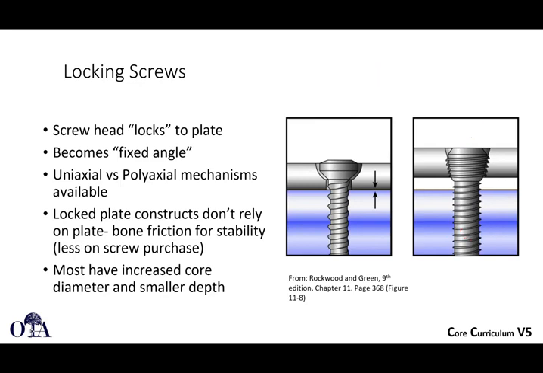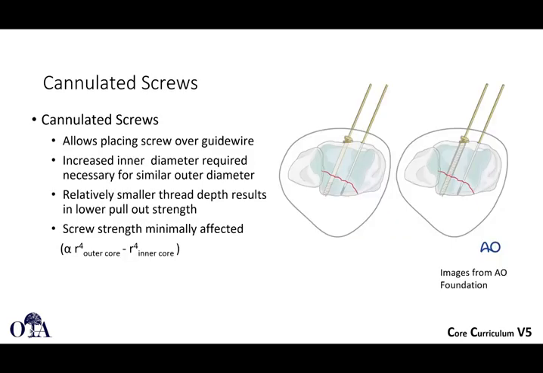A locked plate construct does not rely on plate-bone friction for stability. So here you can see there's no gap; this plate comes down to the bone. Here, there's a gap. So if this plate is put in with all locking screws and there's no clamp to bring the plate down to the bone, the plate can sit like this, in what we'll call an internal-external fixator type design.